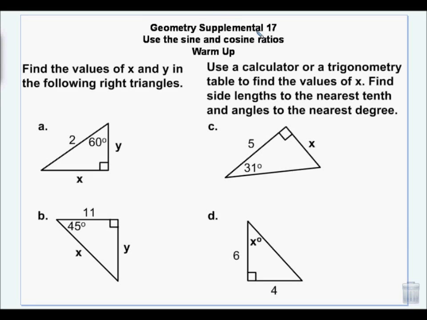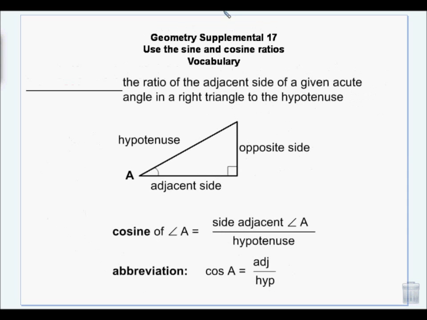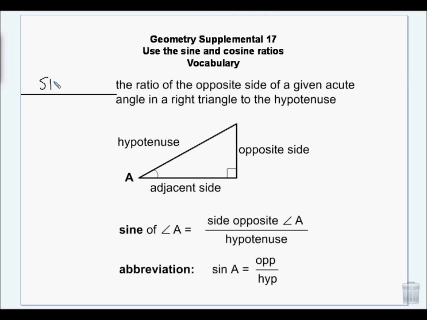Sine, cosine, and tangent. Those are the trigonometric ratios. The ratio of the adjacent to the hypotenuse is cosine. So cosine is adjacent over hypotenuse, or A over H. And then sine is opposite over hypotenuse, so O over H.